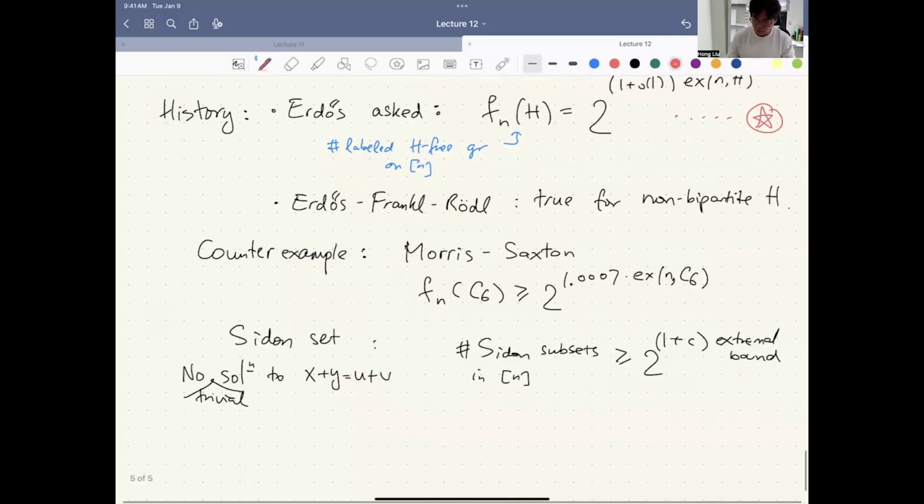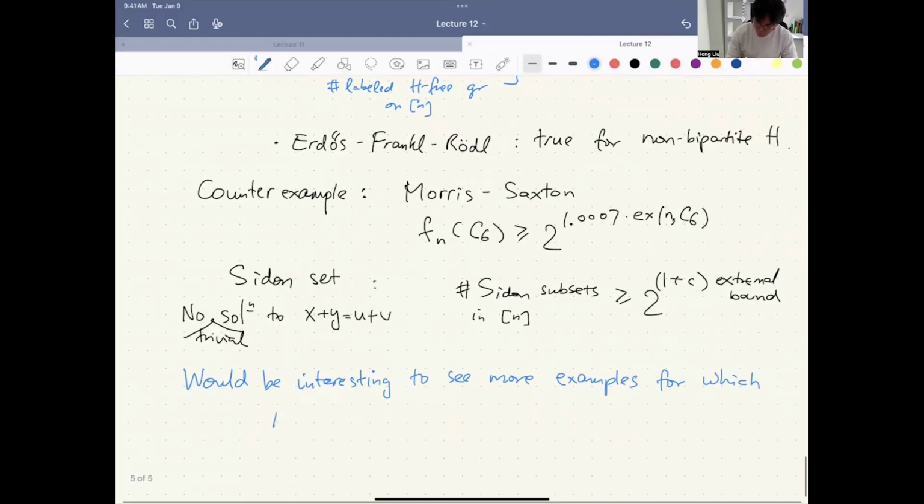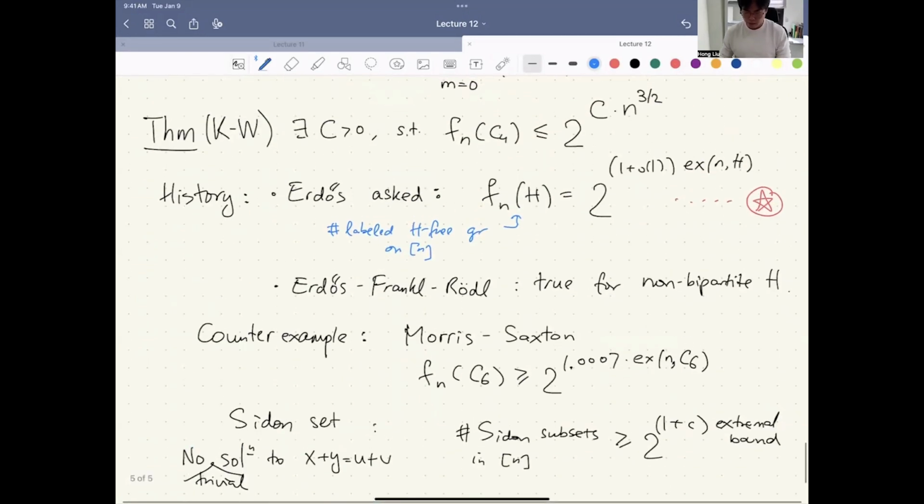It will be interesting to find more for which this bound fails.